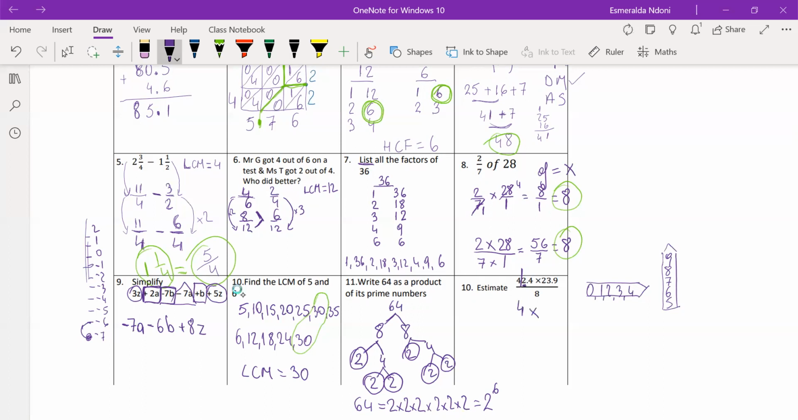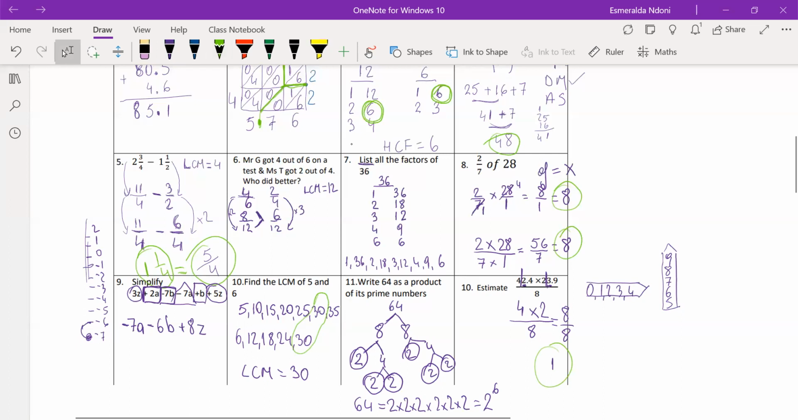Times. We have 23.9. That's your line. 3 is not strong enough to change it, so it still is a 2 over 8. And now we just calculate. 4 times 2 is 8, over 8, and that gives us a 1. And we have finished that question.